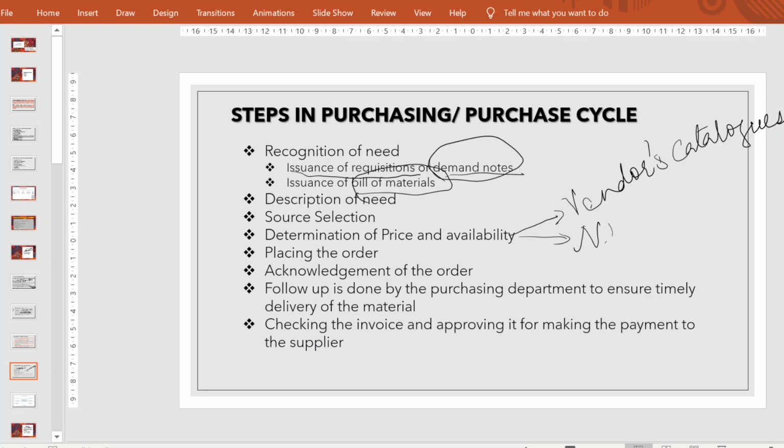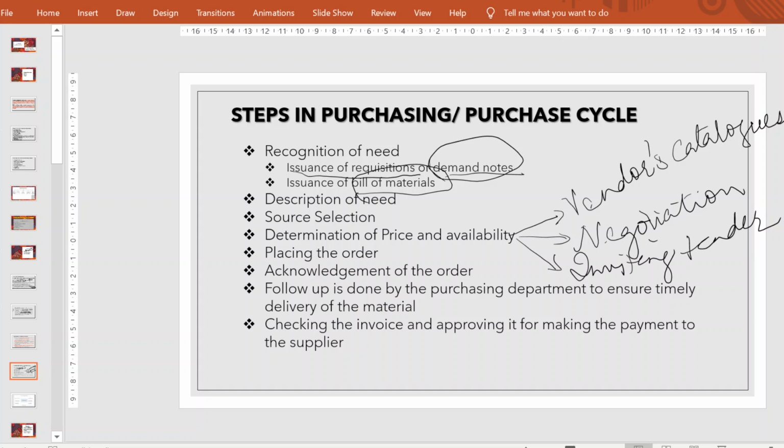Otherwise there will be negotiation happening between the buyer and the seller, by which you will be bargaining and establishing the price for the products which you have ordered. The third method is through inviting tenders. A tender notice will be given, and based on the quotations given by the suppliers, you will be taking the best supplier.